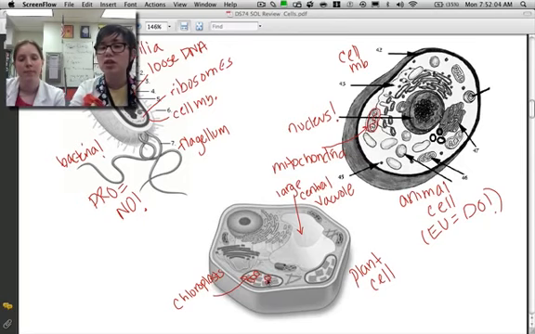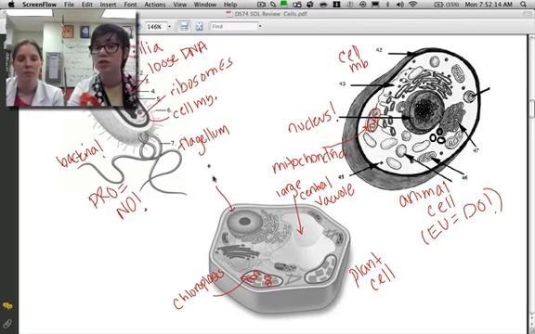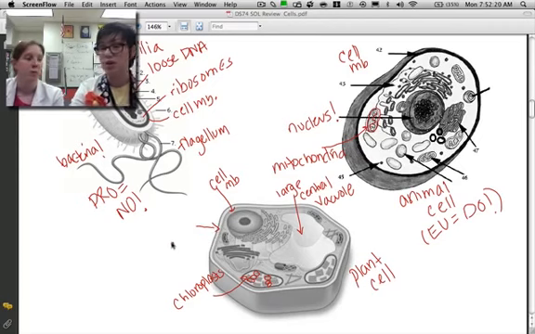And then another major difference would be the shape. So you'll notice that we have two barriers that are defining this particular structure. The inner barrier is the cell membrane, which is not unique because all cells have it. But the outer barrier is unique in that it's only found in plant cells, not found in animal cells, and that's our cell wall. And everything else is going to be about the same.